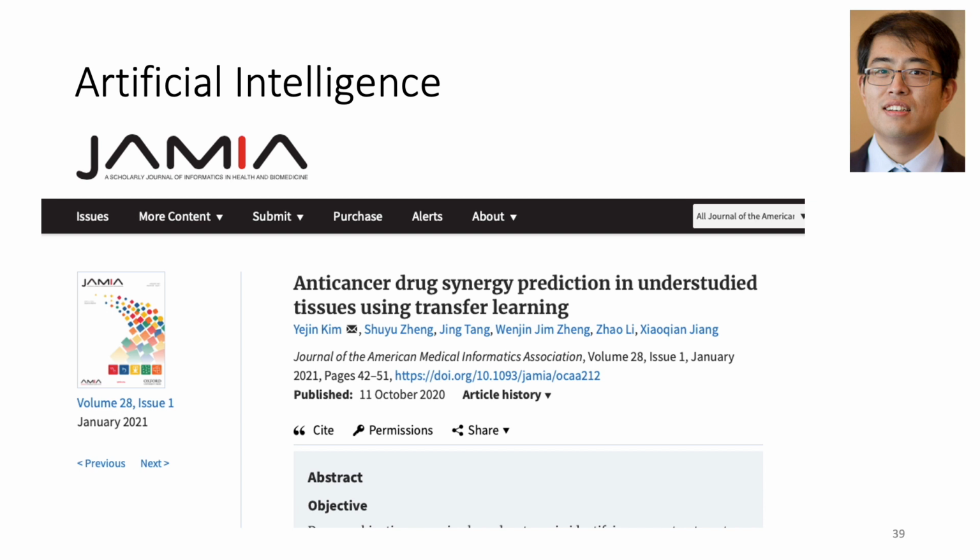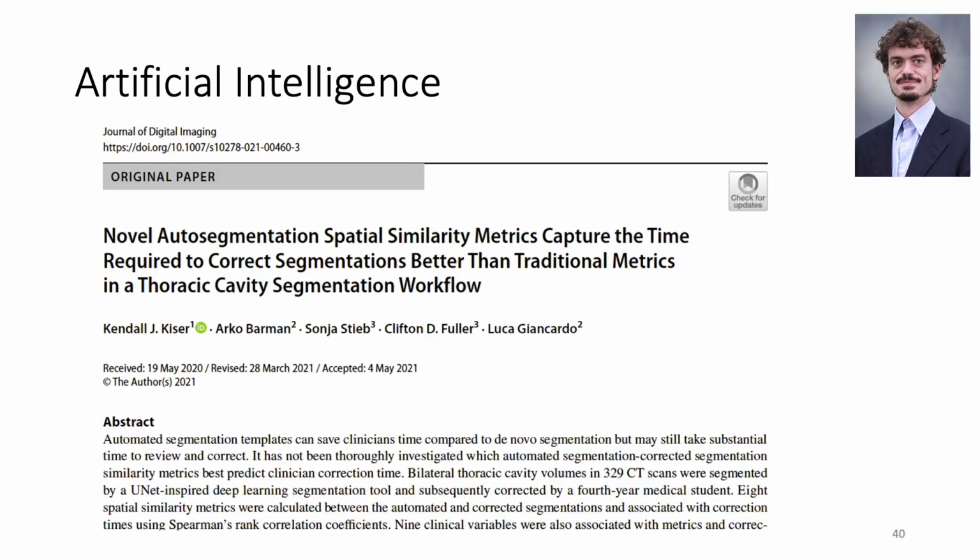The other strength is artificial intelligence. For example, Dr. Xiaoqian Jiang was recruited as a rising star to study drug combinations for cancer therapy. He developed a deep learning artificial intelligence approach using transfer learning to predict drug synergy in understudied tissues. We helped with this project. The paper is published in JAMA. As you can see, we have these kinds of cutting-edge methods applied to cancer research.